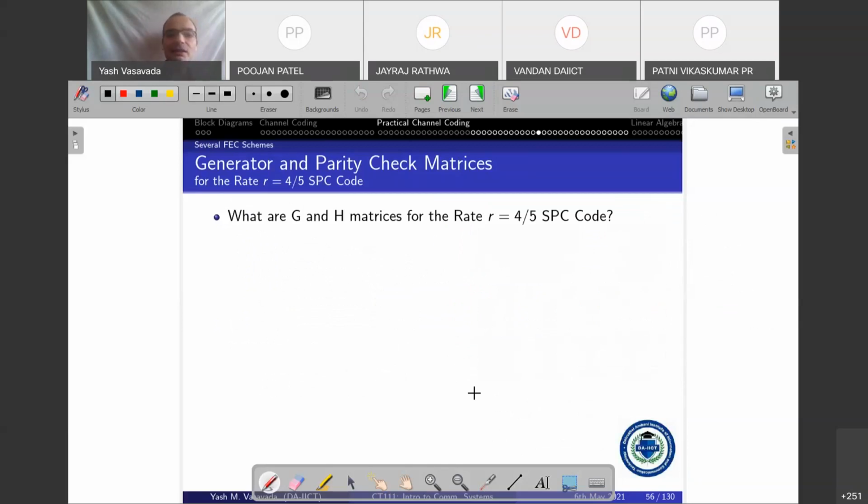So what are the G and the H matrices for this rate 4/5 SPC code? Okay, first of all, this time I'm going to write the H matrix. I want to say that H times C is 0s. Now, C for rate 4/5 is going to be basically M0, M1, M2, M3, and the 5th bit, the parity bit, is going to be just the sum of all of them, so M0 plus M1 plus M2 plus M3. So this is my 5x1 C vector.